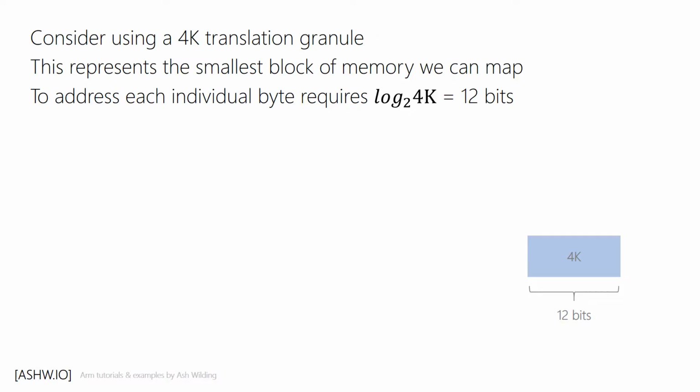The ARM architecture supports 3 different translation granules, which represent the smallest block of memory that we can map, and those are 4K, 16K, and 64K. 4K is the one that's used most often, and is also the only one that's available on older versions of the architecture, so that's the one that we're going to go through first. Addressing each individual byte in a 4K block requires 12 bits, so that's the bottom 12 bits of our virtual address.